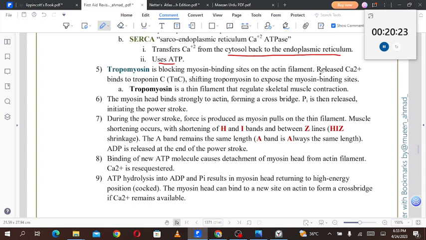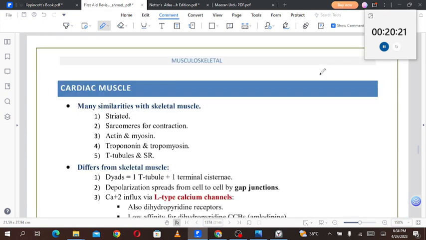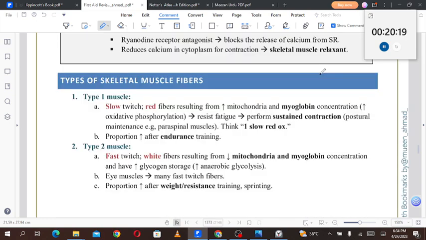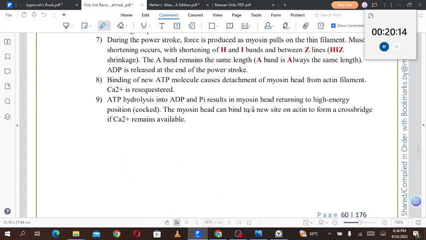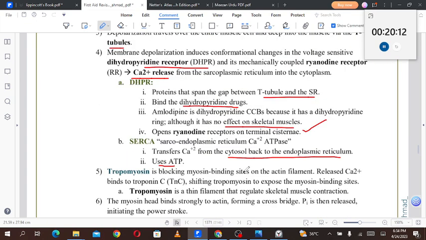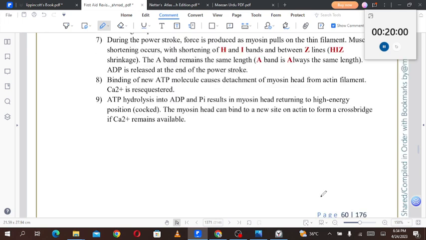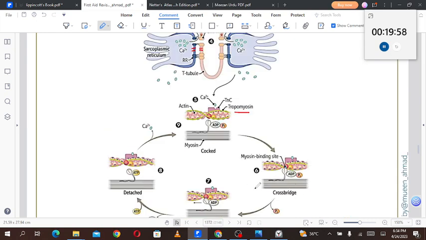Okay, so let's see if there's a picture of that tropomyosin. There must be a picture. Okay, there is a tropomyosin picture. Let's come back. So tropomyosin is blocking the myosin binding site of the actin filament, until calcium binds to the troponin C, TnC, shifting the tropomyosin to expose the myosin binding sites. Tropomyosin is a thin filament protein that regulates skeletal muscle contraction. So what is the function of tropomyosin? Here you can see the green one.